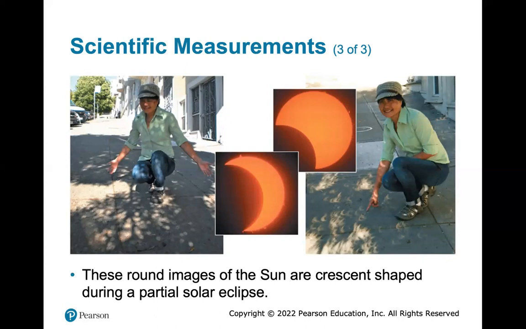These round images of the sun are crescent shaped during a solar eclipse. You can see here the images show up as round. Here they show up as crescent shape. We're going to have two opportunities to see a solar eclipse here in San Antonio. I should have gotten the dates for those, but we'll be blessed by seeing two of them. One will be annular and one will be total.